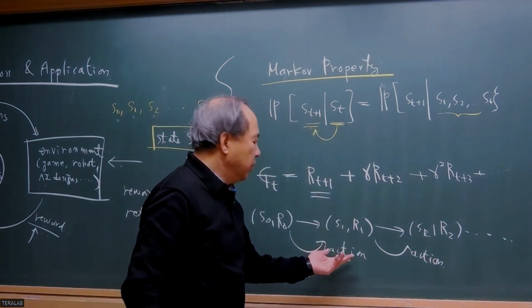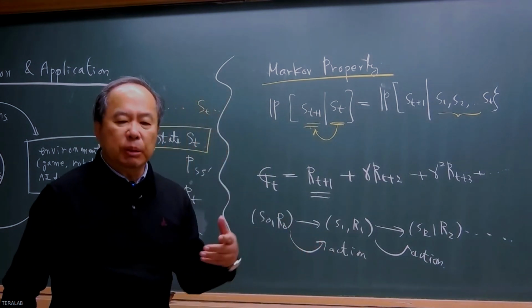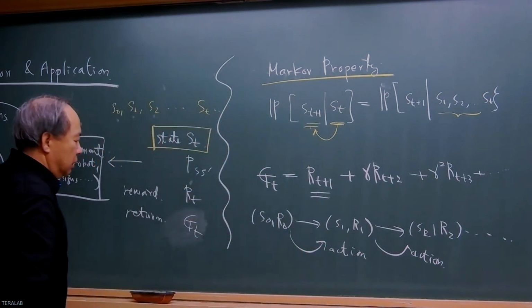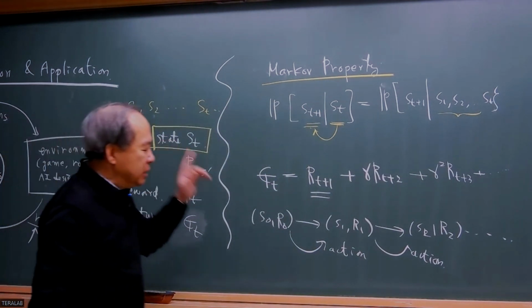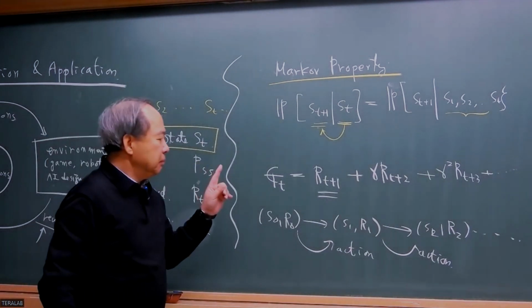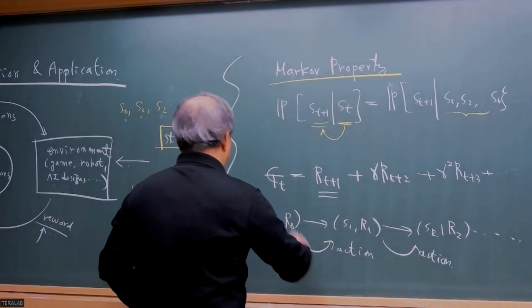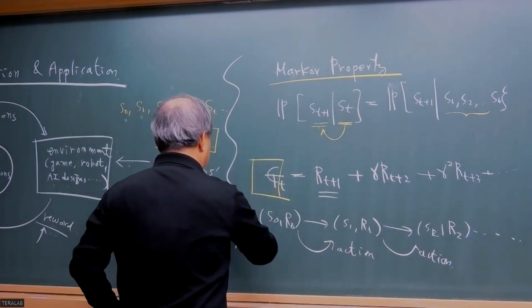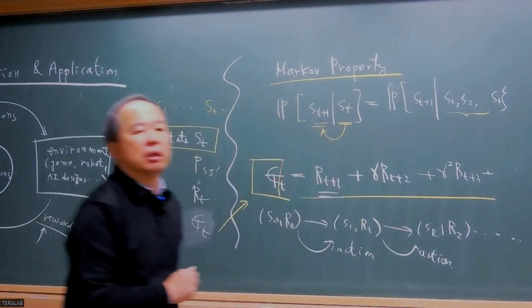As I told you before, a reward is a kind of value system to improve this whole environment. And who is making the action? The agent is making the action. And return is the summation of future rewards.